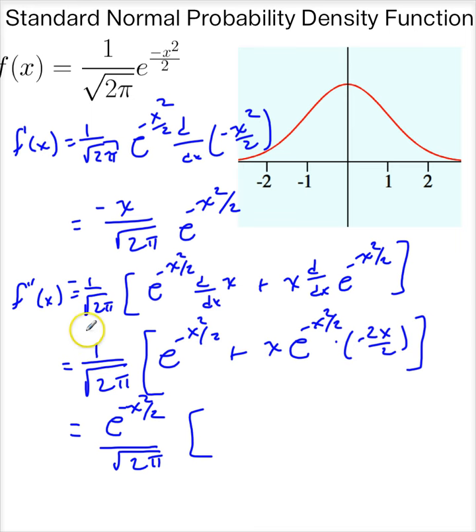Did I lose my negative sign? I think I did. There's a negative sign out here. Times 1 minus x squared, because the 2's cancel. All right, so possible inflection points are when x is plus or minus 1. And lo and behold, that is what we see from our graph.